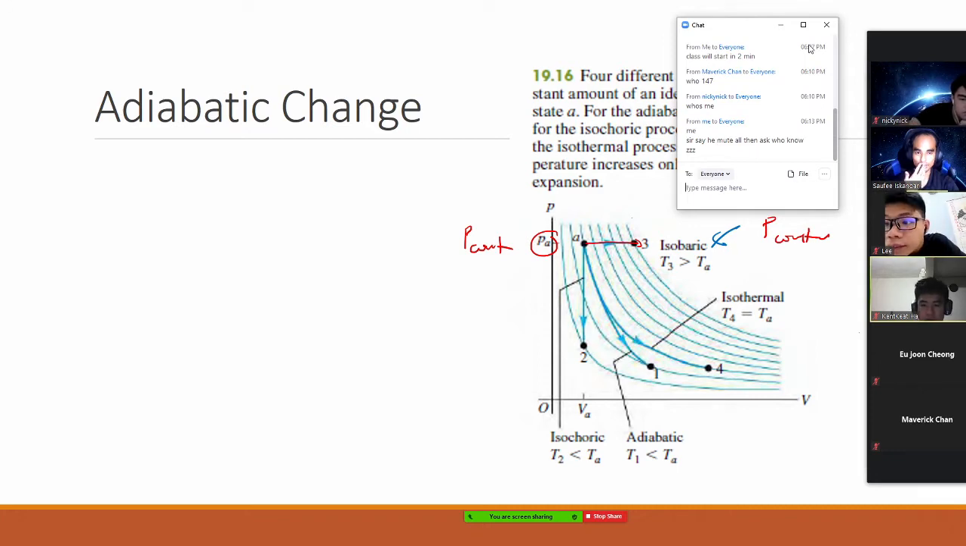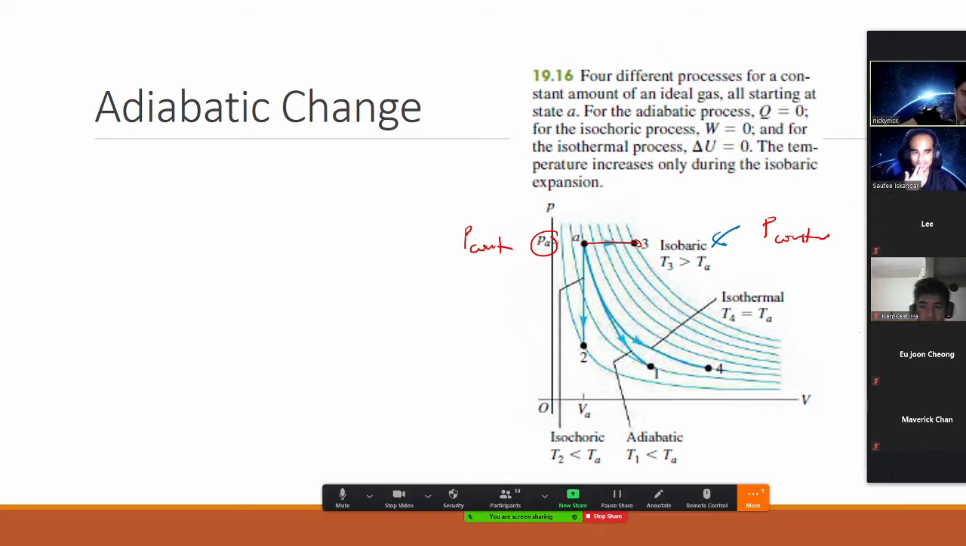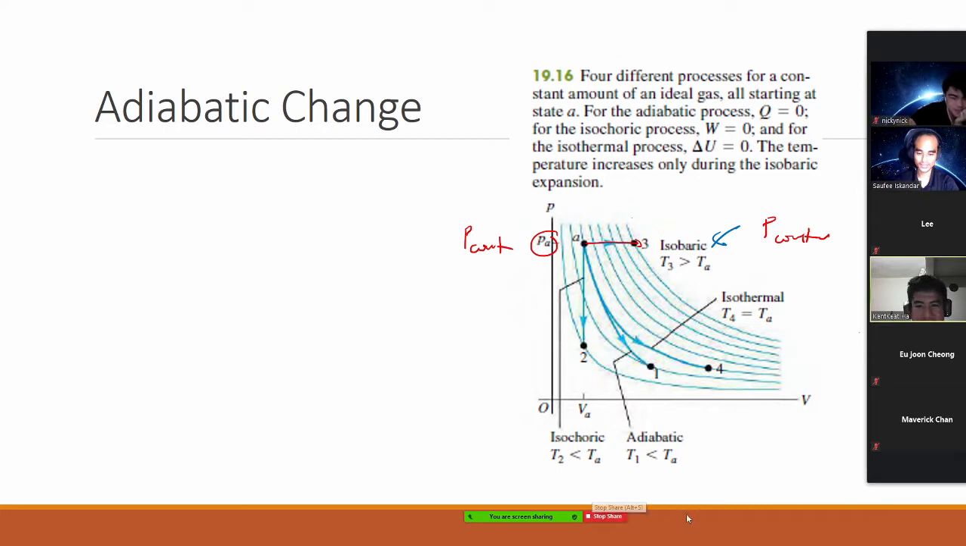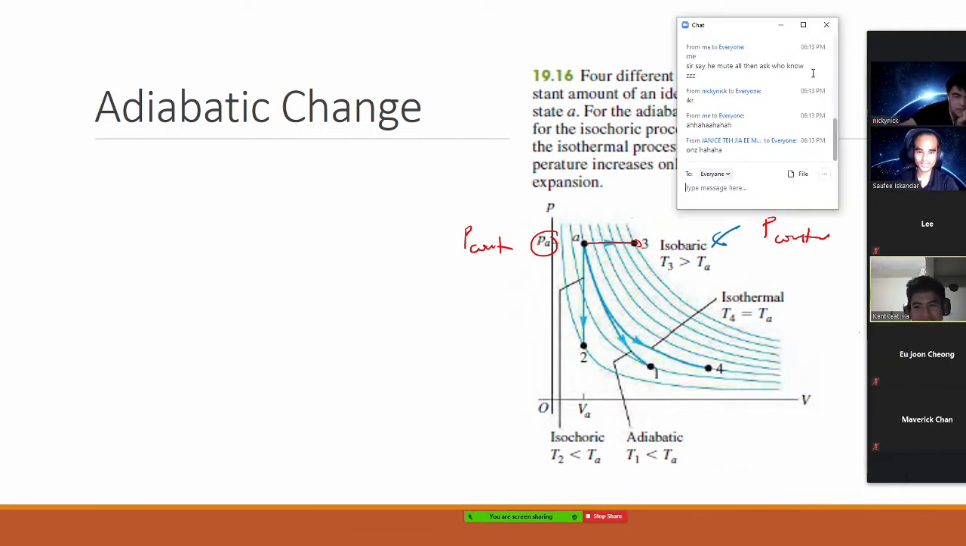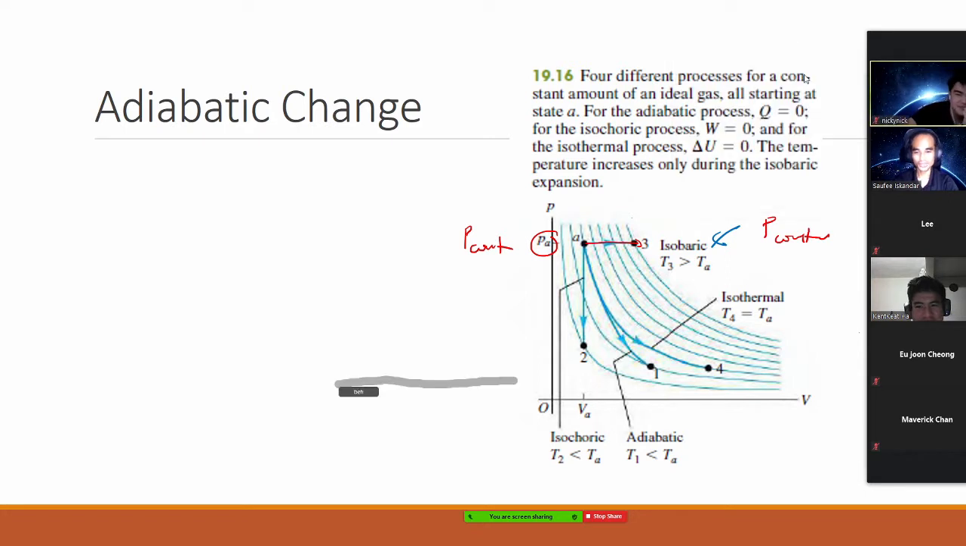So say he's on mute, then what else? You can unmute. First time using Zoom. That's why you don't know. Okay, so wait, where's Jeremy? No need lah, Jeremy 100 lah. Okay, hi, Jeremy. Poor guy.